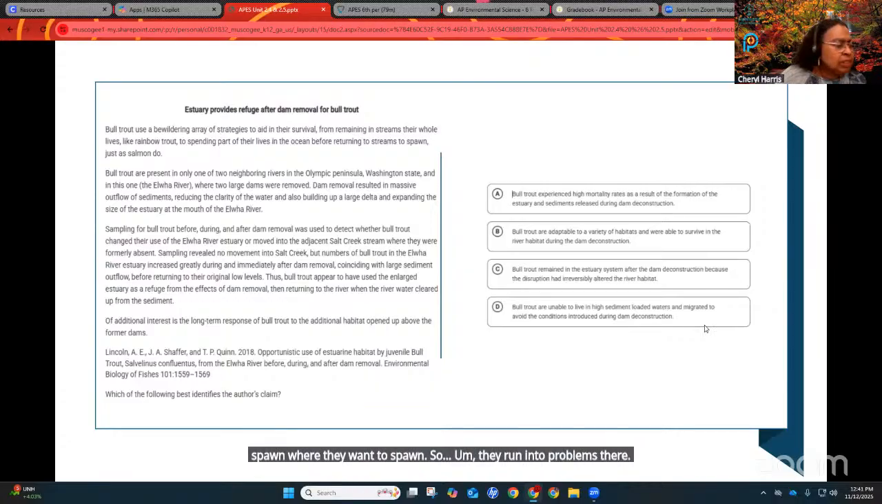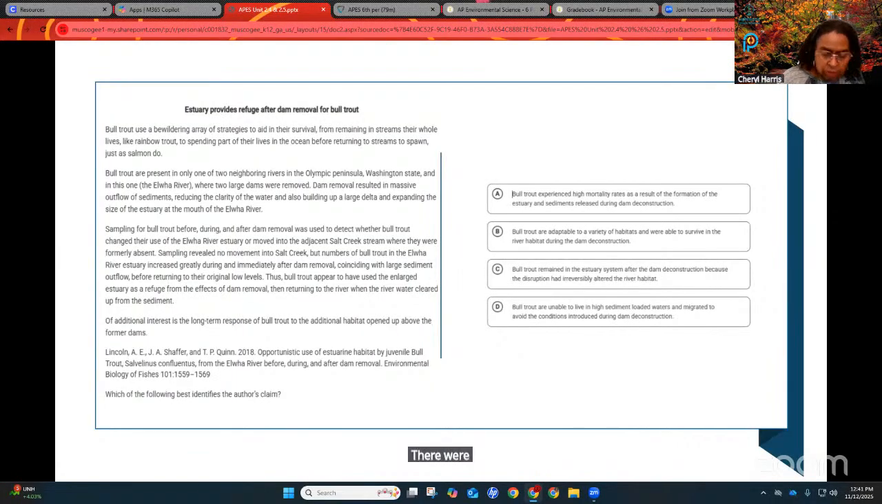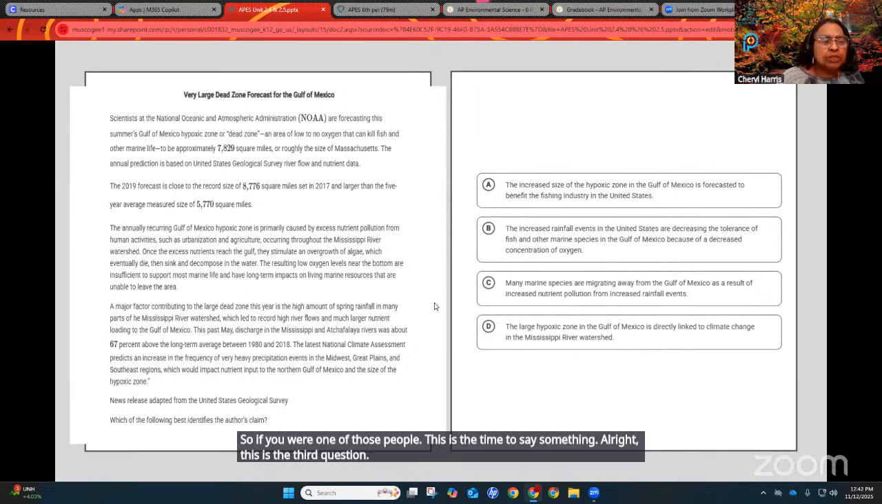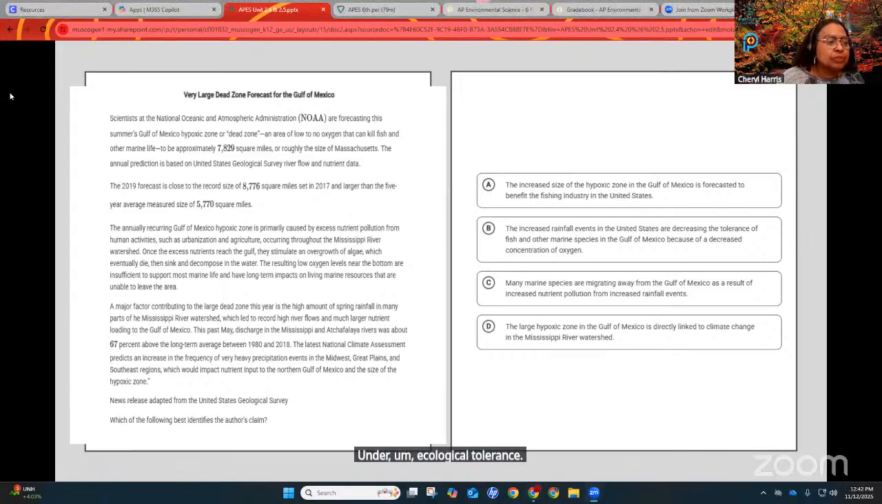All right, anybody not understand why D is the correct answer? And again, I'm doing this because when I was going through your scores, there were a lot of people who got 0, 1, 2. About 2 people got 3. So if you were one of those people, this is the time to say something. All right, this is the third question under ecological tolerance. So read that over and then tell me what you think.